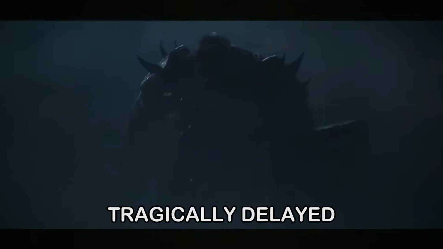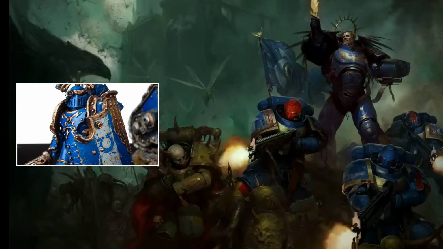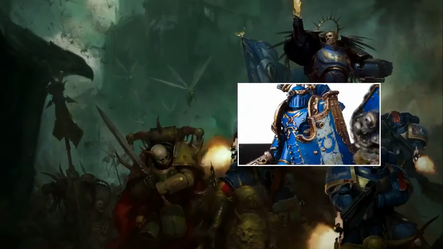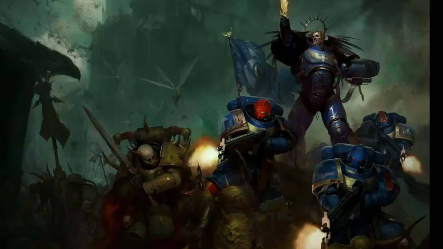Meanwhile, one of the most powerful and numerous Loyalist legions, the Ultramarines, under the command of their pragmatic and brilliant Primarch, Roboute Guilliman, found themselves tragically delayed and cut off from the main theater of war. The Ultramarines, based in the Ultramar sector, a vast empire of human worlds, were preparing to join the fight against Horus when a new and terrifying phenomenon erupted across the galaxy: the Ruin Storm.